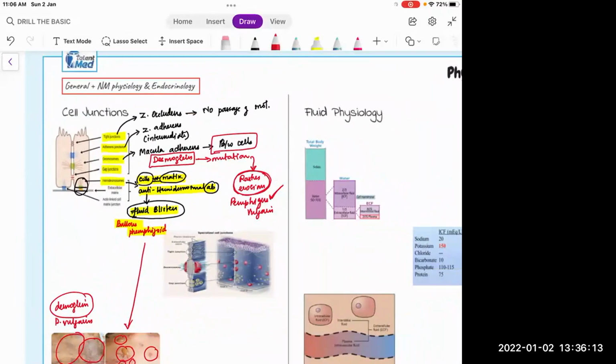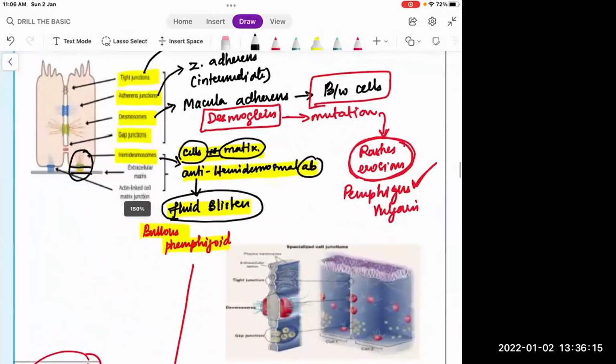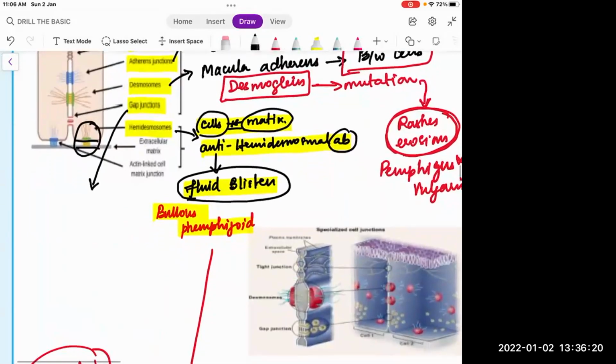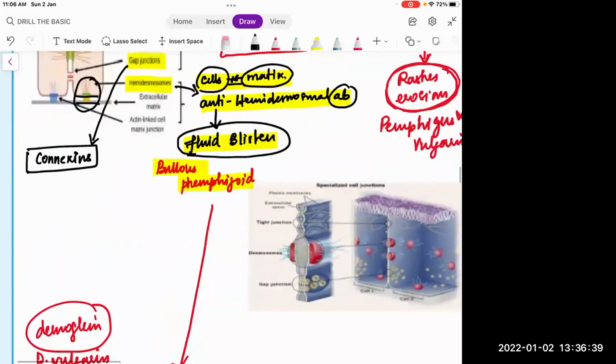And coming on to another important cell junction, that is called the gap junctions. As the name suggests, gap junctions allow the movement of molecules between the cells. Okay, so that is the junction which contains the major protein called connexins. Okay, so these connexins and the gap junctions are rich in the cardiac myocytes.